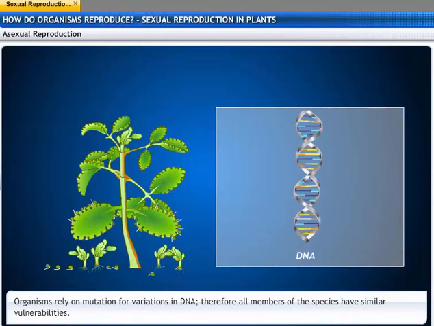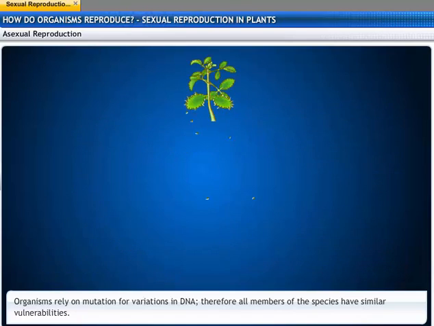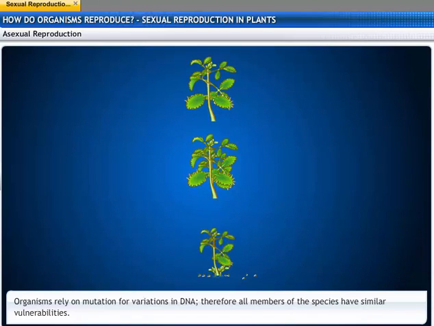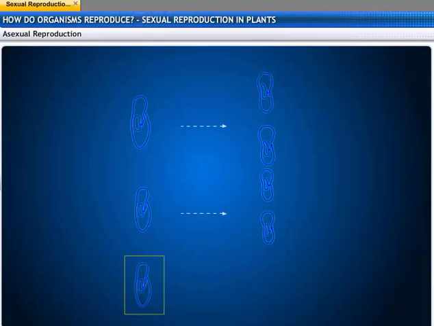However, they rely on mutation for variations in their DNA. Therefore, all members of the species have similar vulnerabilities. In fact, some organisms may be unable to reproduce further when their nuclei become weak due to repeated asexual reproduction. For example, Paramecium, which can reproduce by binary fission, can face this problem.